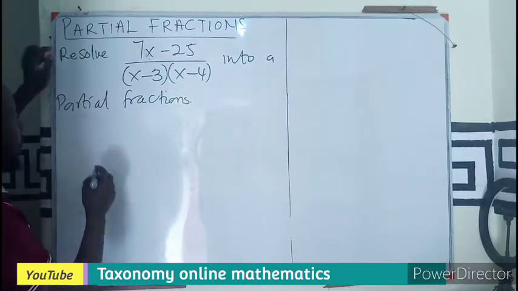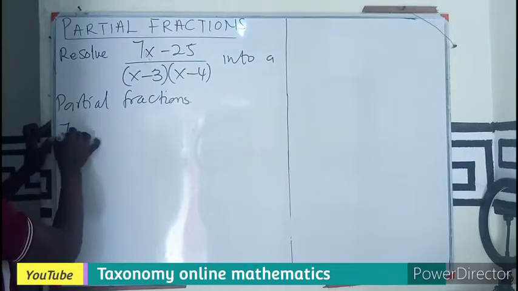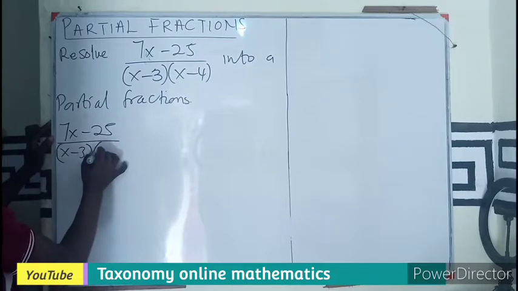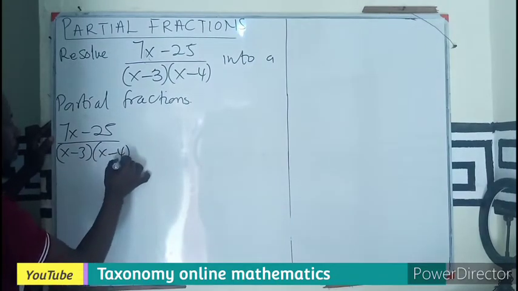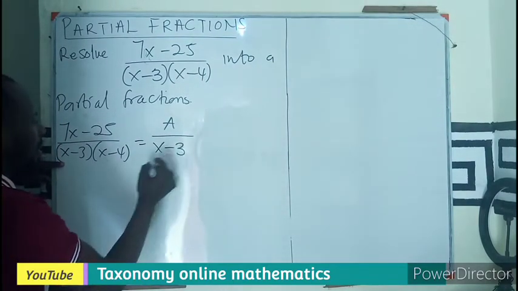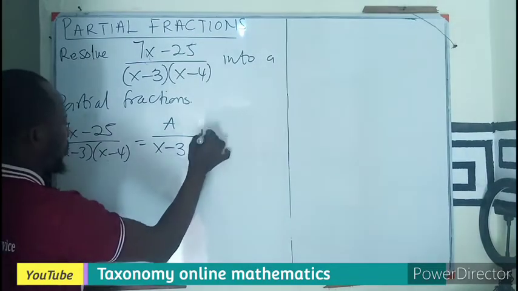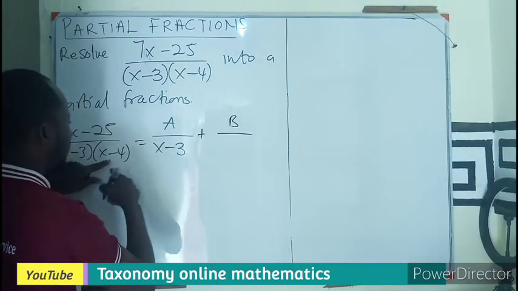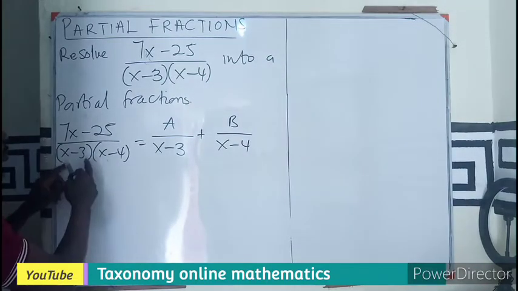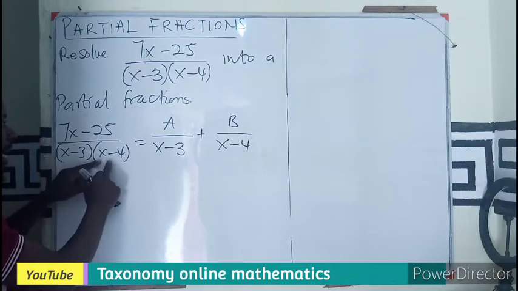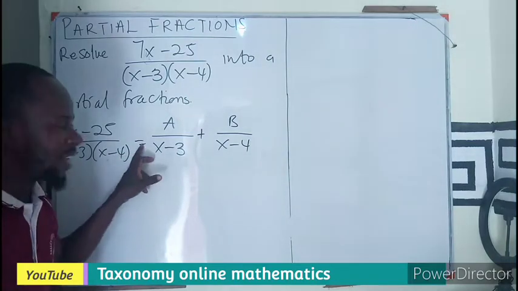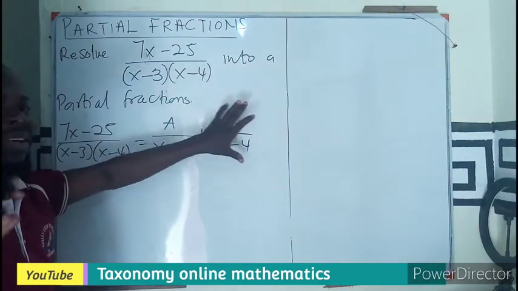So this is going to be, let 7x minus 25 over x minus 3, x minus 4 equal A sitting on the first one here, then plus B sitting on the x minus 4. So the first one is linear. The second one is linear, so we have this. Now, the equal sign here simply means that whatever expression is here is the same as this.